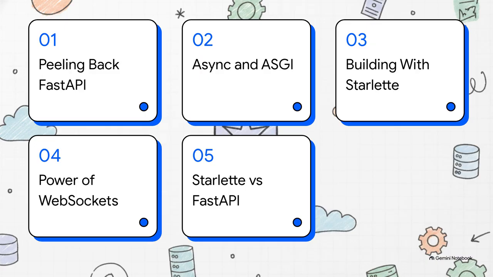Here is our roadmap for today. First up, we're peeling back FastAPI. Then we'll get into understanding async and ASGI. After that, we're building with Starlette, exploring the power of WebSockets, and finally, doing a head-to-head of Starlette versus FastAPI.